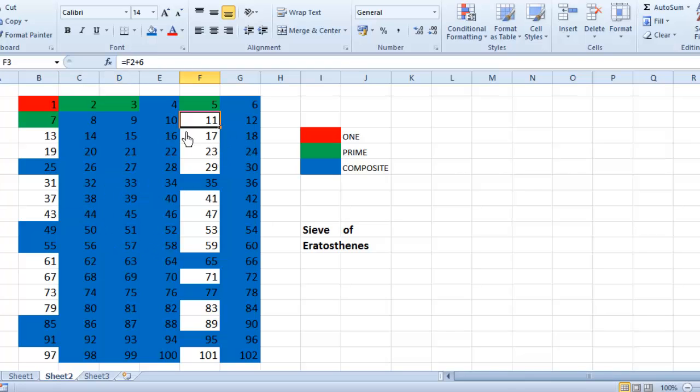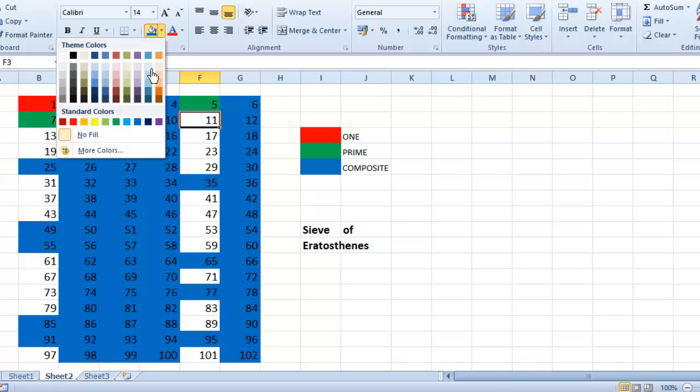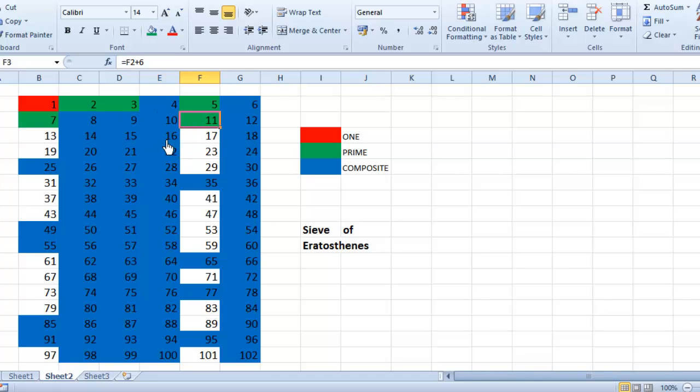So from 11 onwards, 11, 13, 17, we need not take their tables because 11 itself is a prime number, but then 11 twos are 22, so we have marked the table of 2 already. Then 11 threes is 33, but we have marked the table of 3 already. We have marked the table of 4 already. We have marked the table of 5 already. And 11 sevens are 77, we have marked 77 because that comes in the table of 7. But then 11 elevens are 121, but 121 is outside this list.